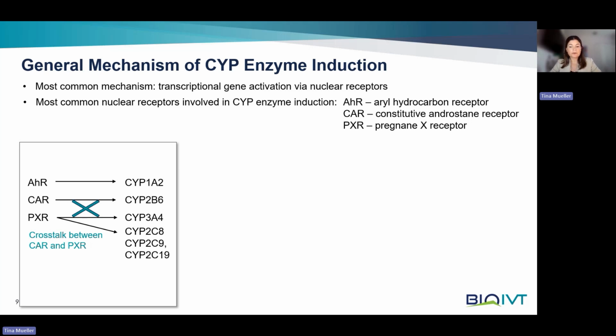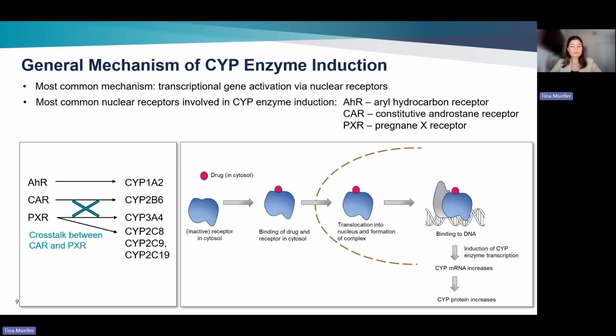First, the aryl hydrocarbon receptor, or AHR, that will induce CYP1As. Second, CAR, the constitutive androstane receptor, acting on CYP2B6. And last, PXR, or the pregnane X receptor, inducing CYP3A4, as well as the 2Cs, so 2C8, 2C9, and 2C19. Please also note that this is a simplification and that there is crosstalk between CAR and PXR with overlapping induction of CYP2B6 and 3A4.